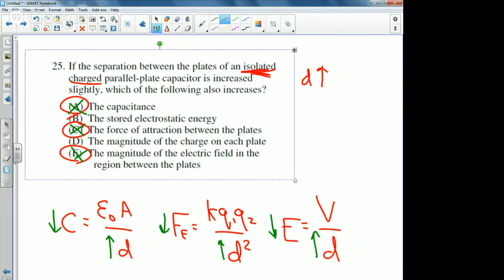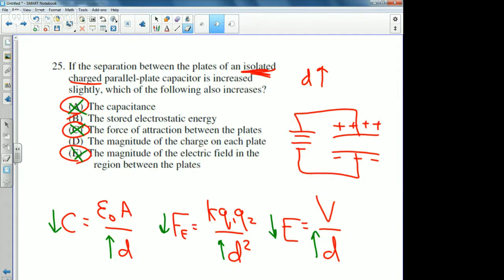Because if it's isolated, it means it's separated from the battery. Right? We had those battery attached to these parallel plates, which charged up the parallel plates. But once you isolate it, you remove the battery. What's the most important fact to remember once you remove the battery? Vanessa? Charge in the plates doesn't change. Right. The charge has nowhere to go. So that means Q is constant, which means it can't be choice D either, because the charge can't change if it's isolated.